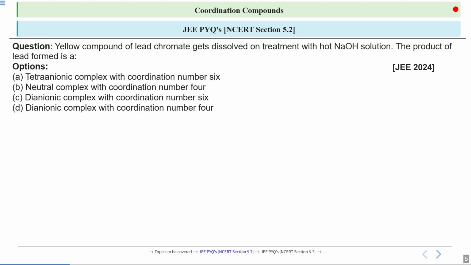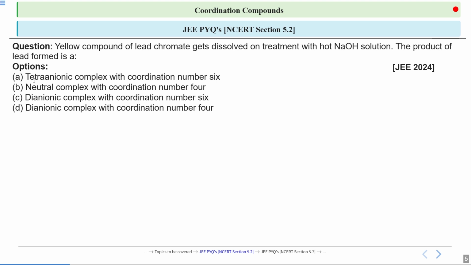So the question is saying that a yellow compound of lead chromate, when it is treated with hot sodium hydroxide solution, you have to tell what is the product of lead that you are going to obtain from this process. From the options, you have to choose the product that is formed for lead.